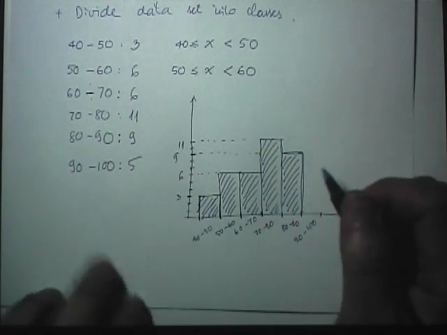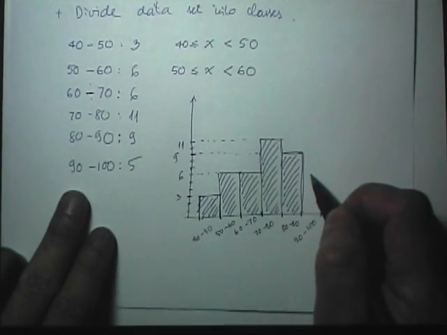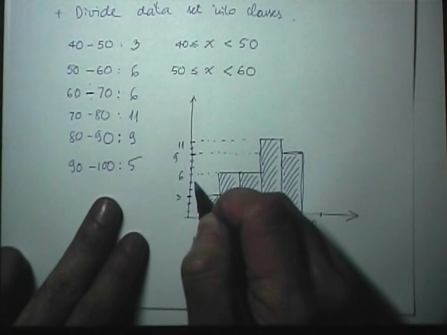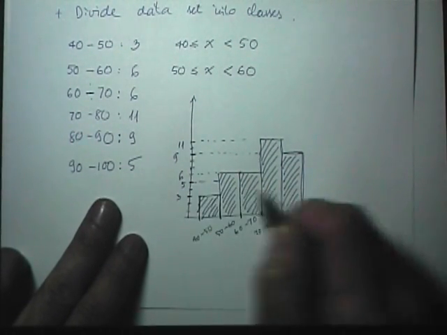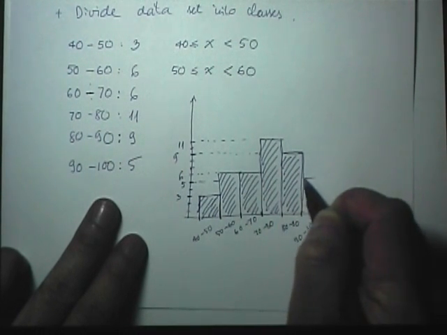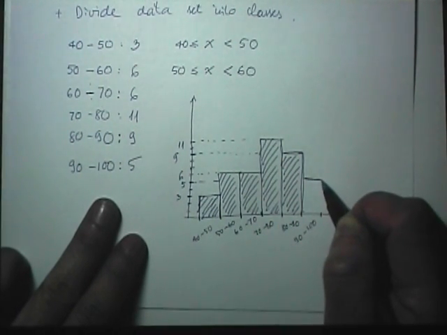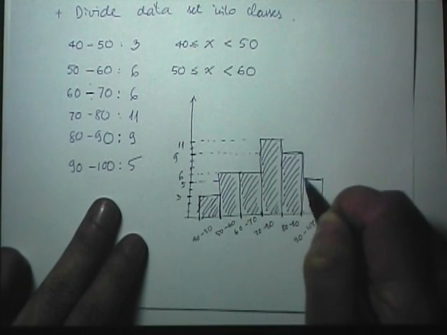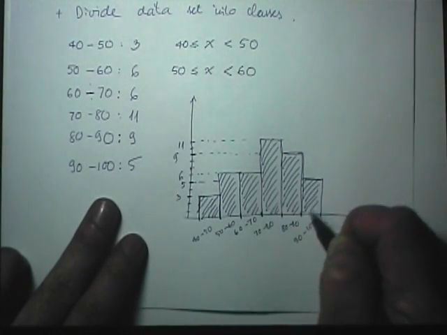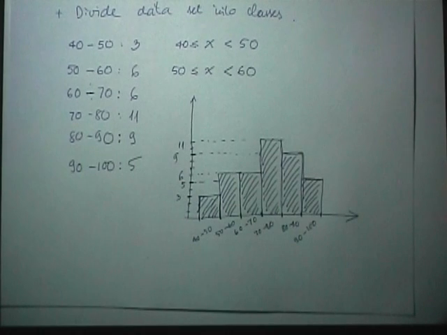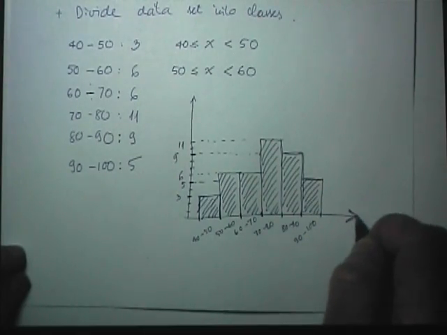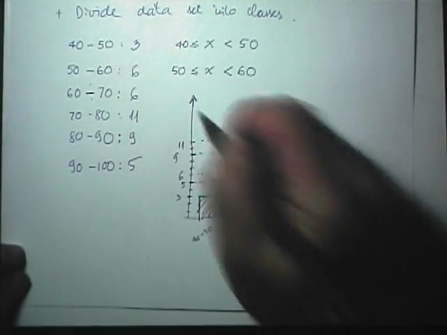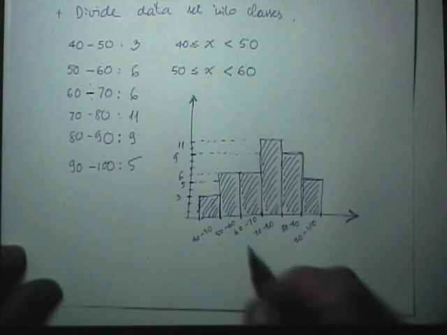And my last class here, which is the class between 90 and 100, there are 5 of them. So it's a little bit less than, so 5 is about right there. Okay, so that's how I draw my rectangle, and as soon as this point here, that's how you make your histogram. Alright, so now, ladies and gentlemen, you have finished creating a histogram. That's the idea of a histogram. This is your histogram right there.